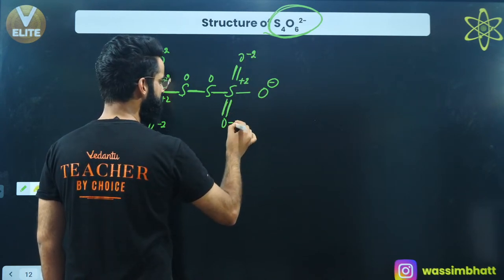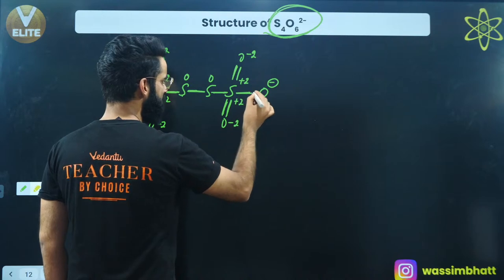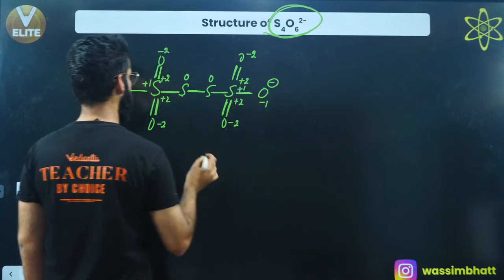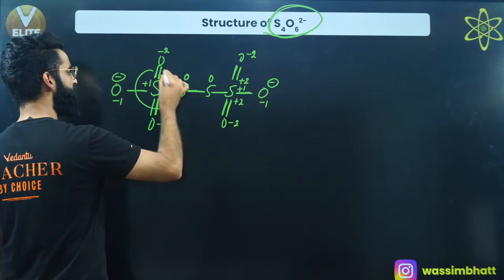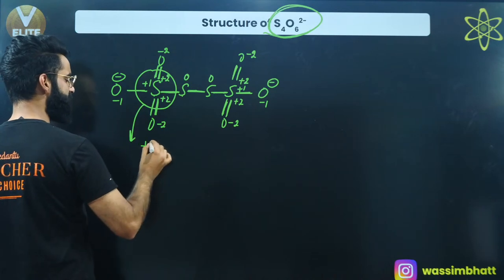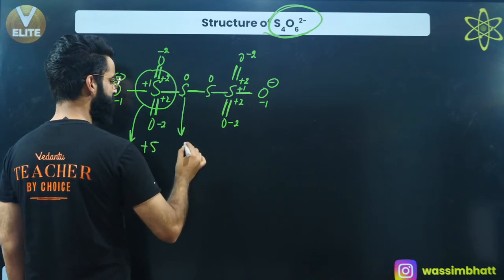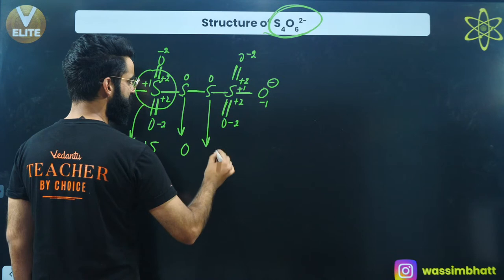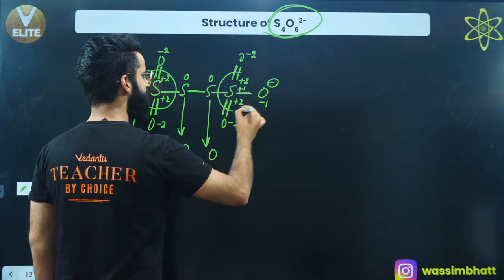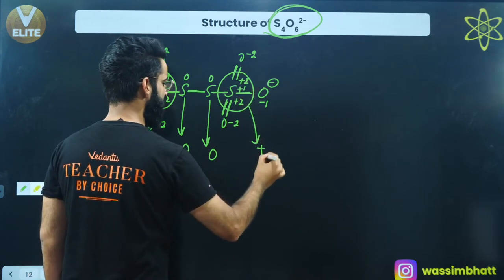This is again going to be minus 2, this is going to be plus 2. This is going to be minus 1 and this is going to be plus 1. Now people, calculate the net charge on this sulfur. Net charge present on this sulfur is plus 5. Charge present on this sulfur is 0. Charge present on this sulfur is 0. Charge present on this sulfur is going to be plus 5, right?